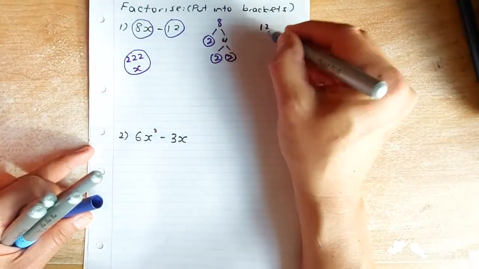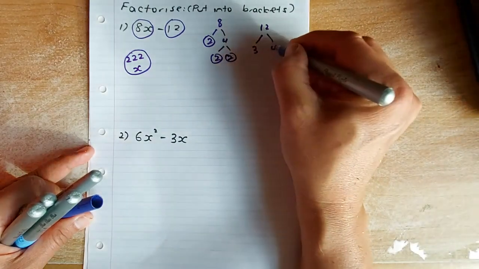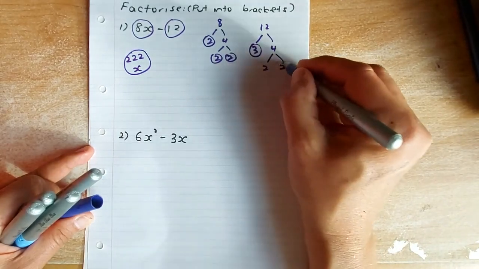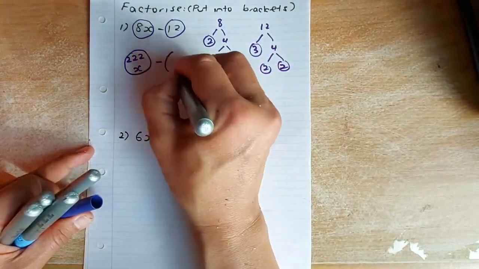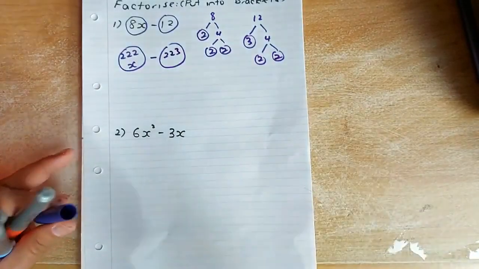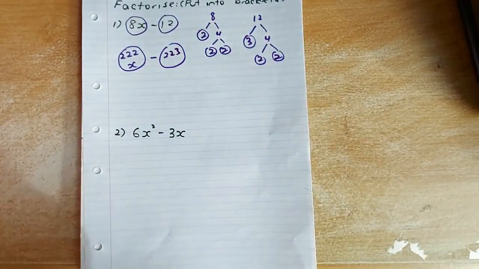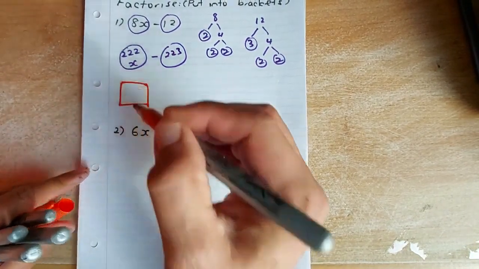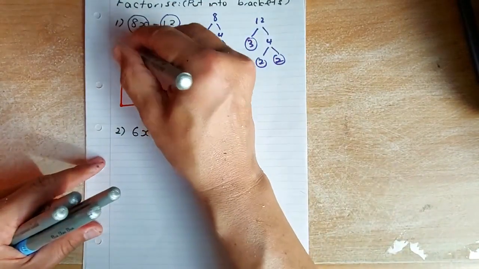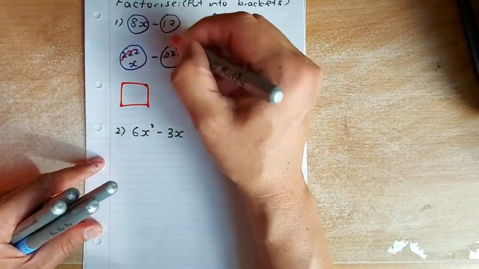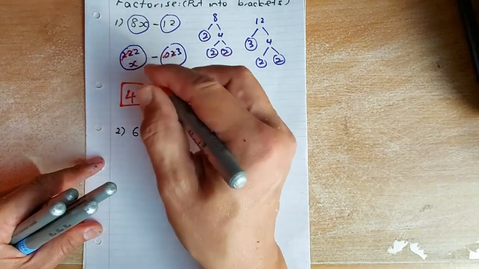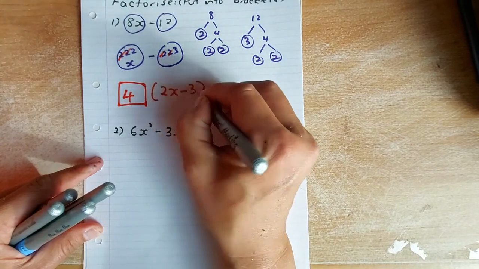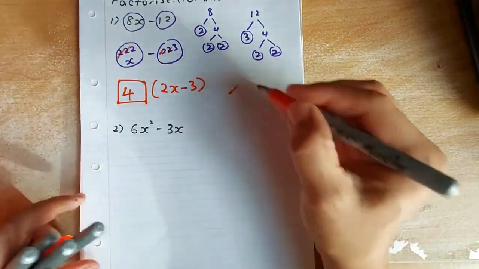And for 12, I'm going to break it down into 3 and 4. 3 is a prime number, I just leave it there. And 4 is going to be 2 and 2. So 12 is made up of 2 times 2 times 3. So now I'm going to take out the common factor. I'm going to put it in a common box. Whatever is common, I'm going to put there. So 2 and 2 is common. Another 2 and 2. So 2 times 2 is going to be 4. And then what's left is going to be 2x. And what's left on this box is going to be minus 3. So that will be another mark.